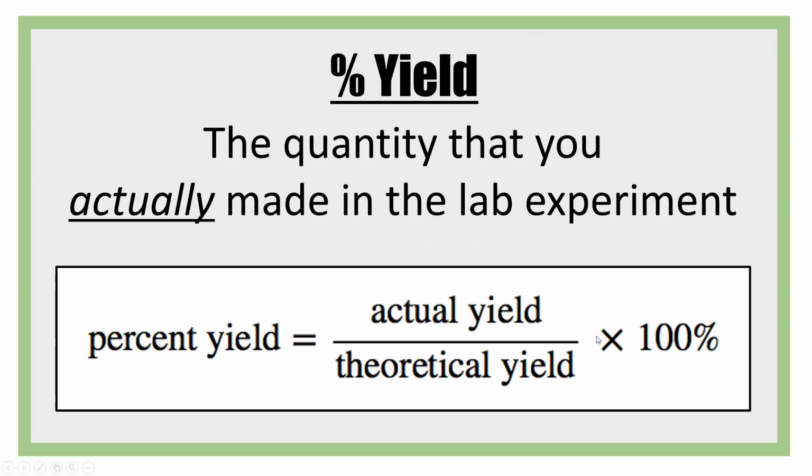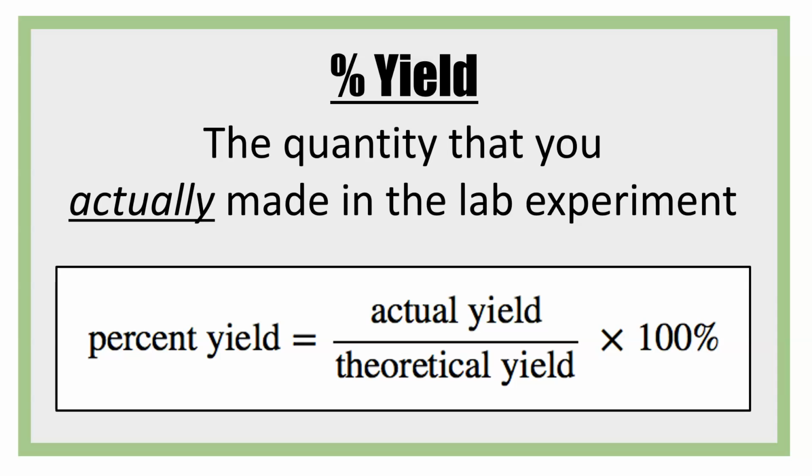We might calculate the percent yield. Percent yield is the actual yield, how much you actually got, divided by your theoretical yield. Times it by 100 to put it into a percent. So you might get less than 100%, a low yield, or you may get above 100% because it's contaminated with something.